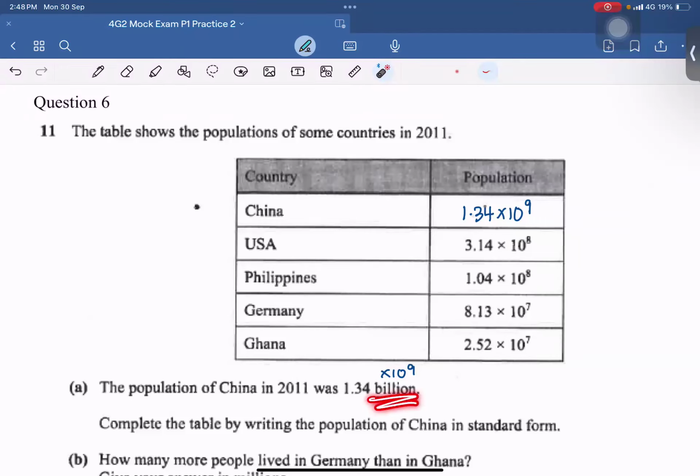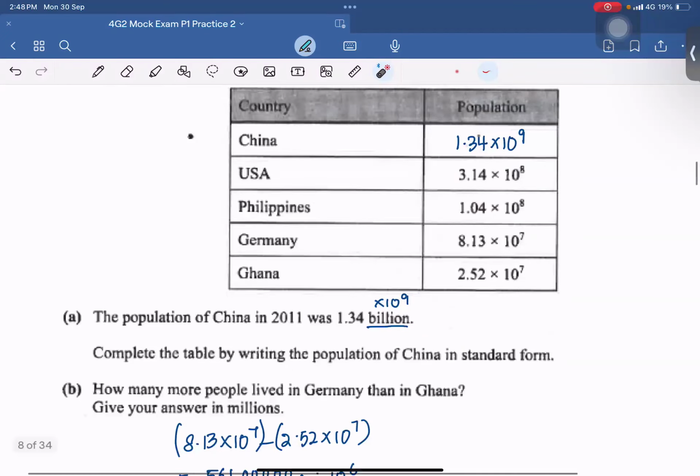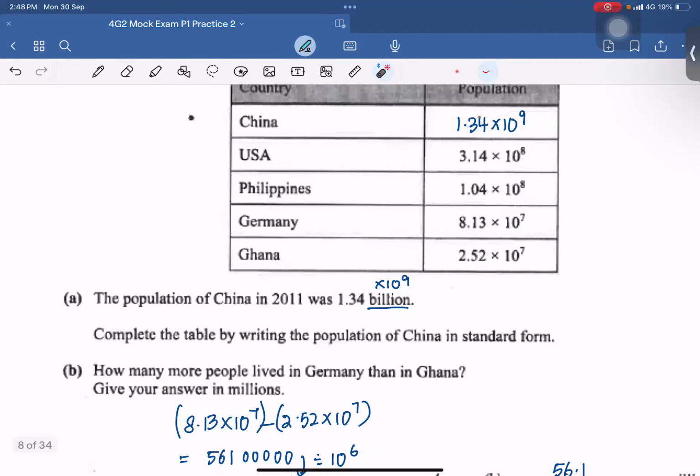This kind of numbers, they won't give you times 10 to power how many. But for other units, like let's say picometers or millimeters, maybe they will give you times 10 to power negative something. The more common ones that they don't give you are billion and million. So how do you complete this one in standard form? They just write this in million, billion or times 10 to power 9. It's as simple as this. You just need to know it's times 10 to power how many. That's all. The basic one.